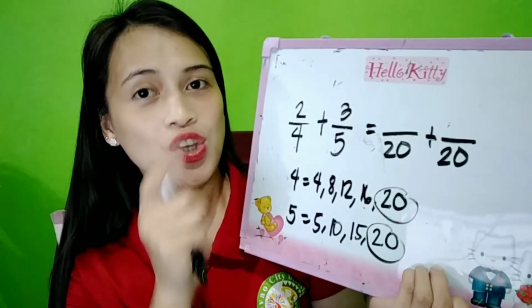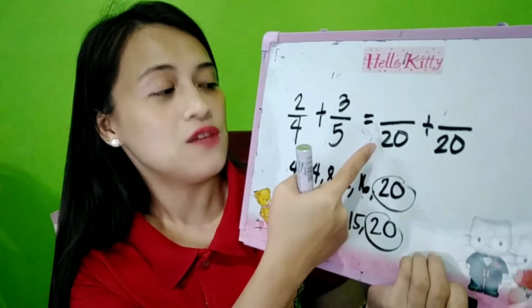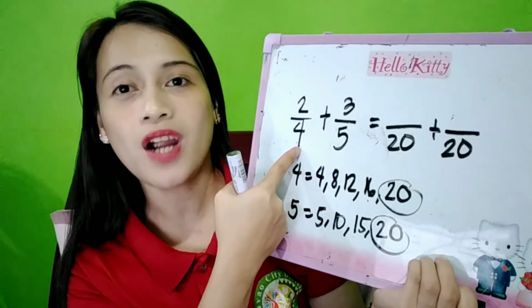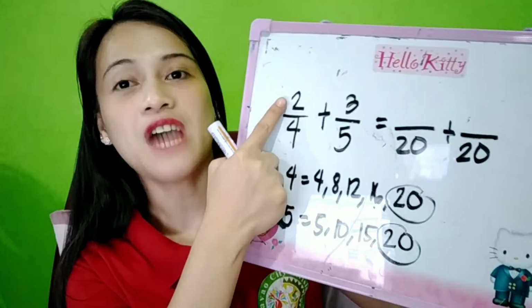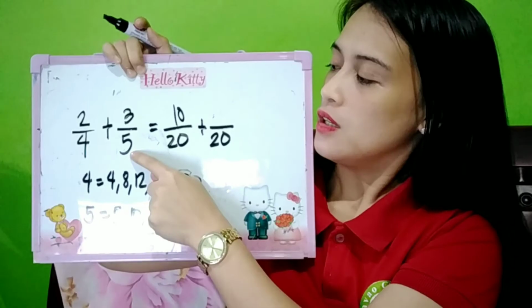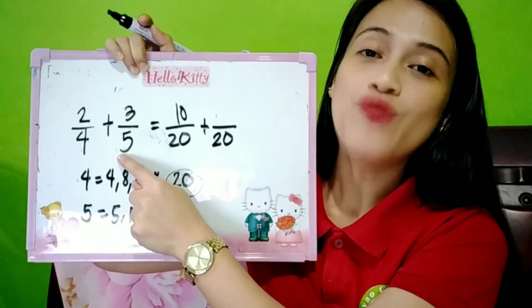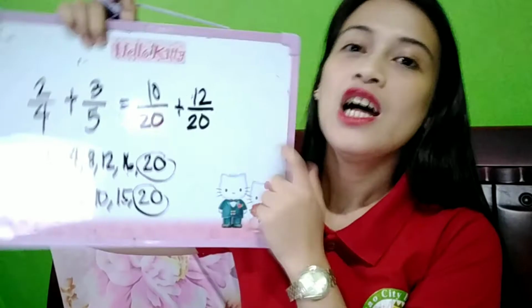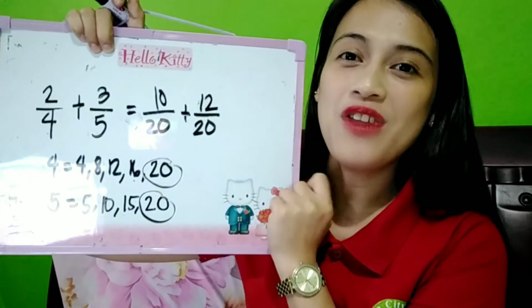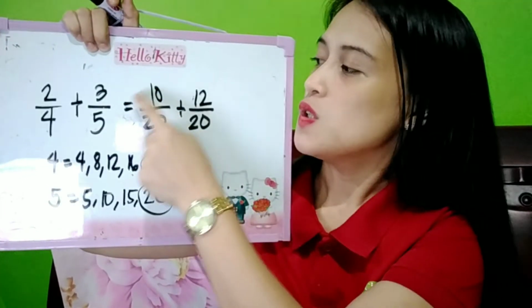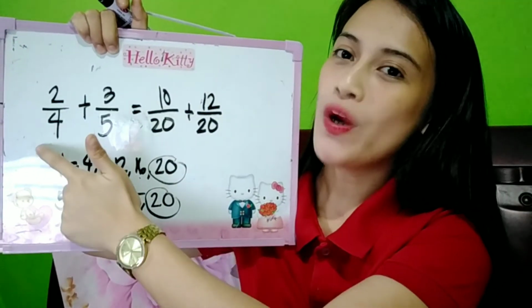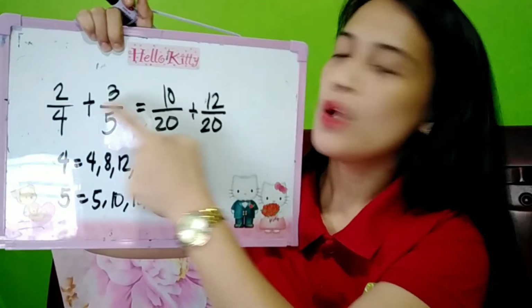So, paano yon? Let's do the division. First, 20 divided by 4. 5 times 2, 10. 20 divided by 5, 4 times 3, 12. So, we have now the equivalent fractions. So, si 10 over 20 equal na siya sa 2/4. 12 over 20 equal gyapon na siya sa 3/5.